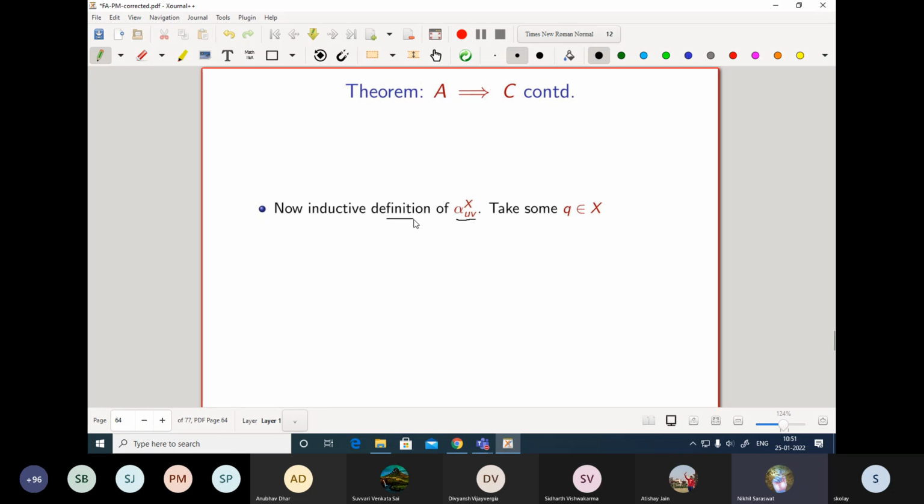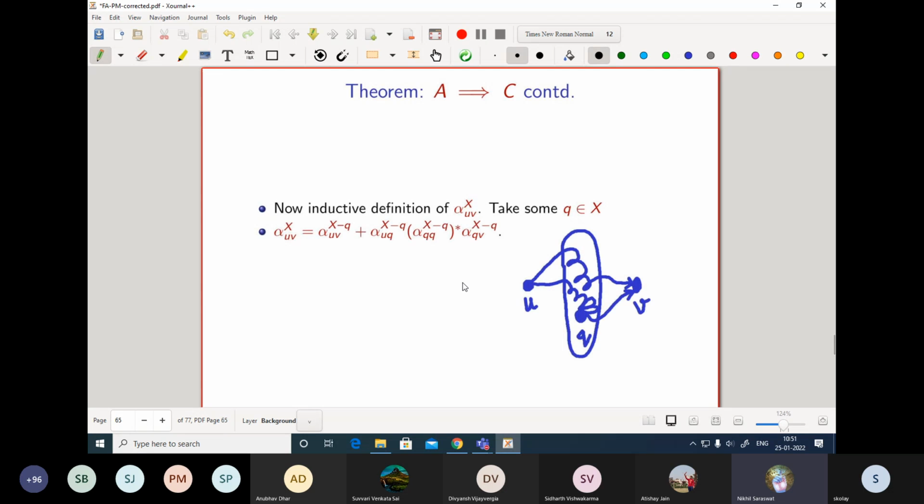So now we come to defining alpha uv inductively on the size of x. So let's take some q which belongs to x. Let's look at what the paths can be. Basically we will try to consider the paths with respect to q as an internal vertex. So this is x, let's say u and v, and these are all the paths. Now it is possible that some paths do not contain q at all, and there are some paths which contain q. So first let's consider the paths which do not contain q at all.